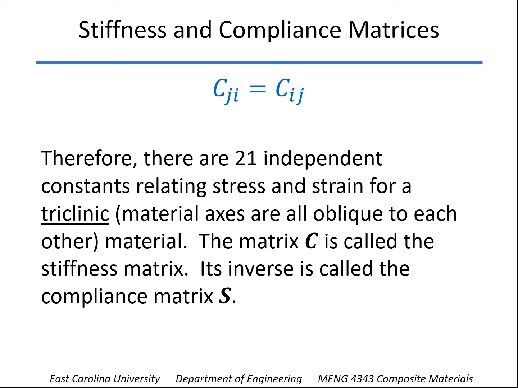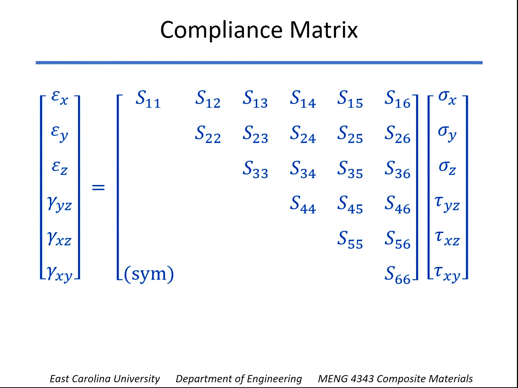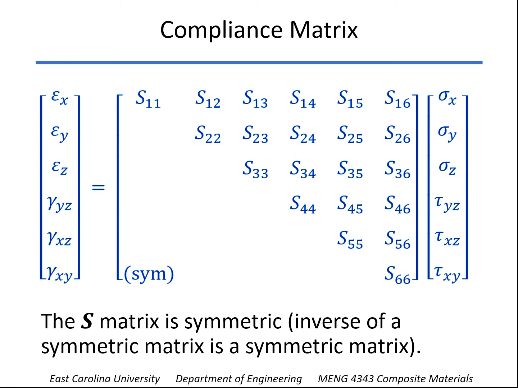Okay. Let's find some of these elements first. Let's start with the compliance matrix because it's easier to think of what these terms mean rather than the stiffness ones directly. So again, the sym down in the corner just means, hey, this is symmetric. So there are, as we stated here, up to 21 constants here. And because the C matrix, as we showed, is symmetric, that means that the compliance matrix S has to be symmetric as well, because if you have a symmetric matrix and you take its inverse, the inverse will be symmetric as well.